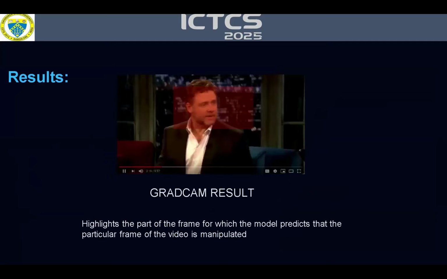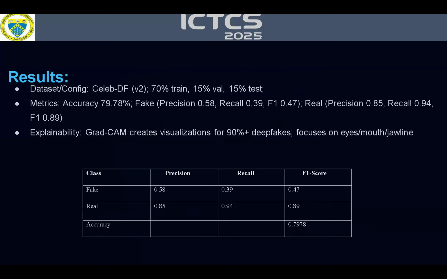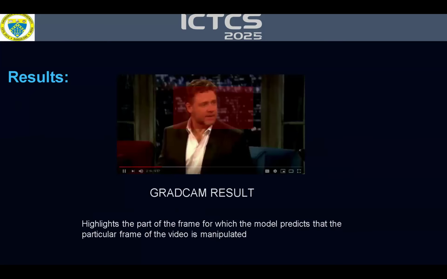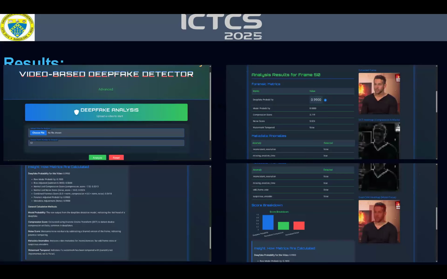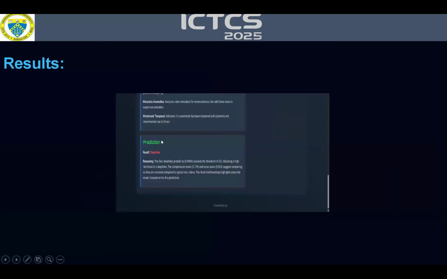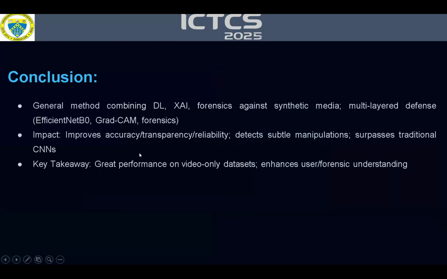Then moving to the GradCam result, it highlights the part of the frame for which the model predicts that the particular frame of the video is manipulated. We implemented it in a prototype model, and these were the results that we got. The dataset was Self-DF, the accuracy was 79.78, and the precision and recall were 0.5 and 0.39. And then this was the UI that we developed, a video-based deepfake detector. The analysis results are from frame 50. You can choose a frame number. It showed the resolution, creation time, how the metrics are calculated and insights for it, and then finally it shows the prediction if it is a deepfake or not.